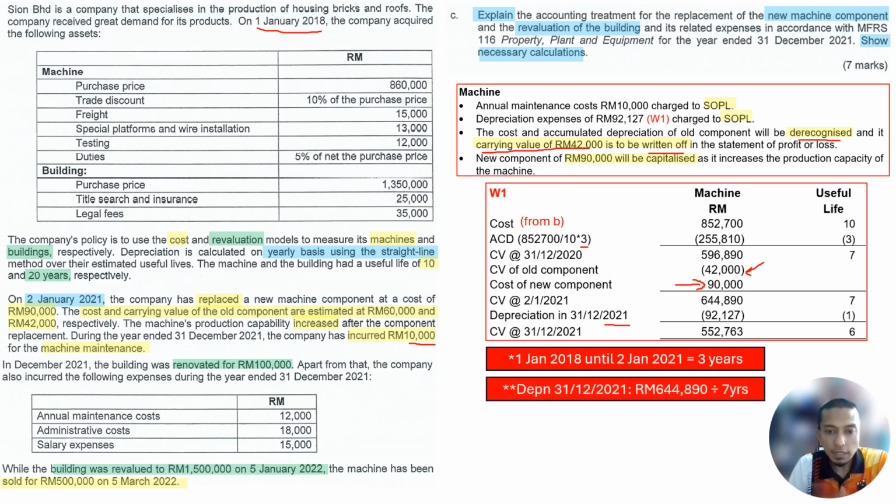How to get this? Okay, this is how to get it. Basically, we are based on the new carrying value here, divided by the remaining useful life. Remember, remaining useful life. We cannot use 10 years anymore because now we minus the old one, we add the new one. Because there is adjustment to the cost, we need to use the latest carrying value divided by the latest useful life. Latest useful life is 7 years. I mean, this one is remaining useful life.